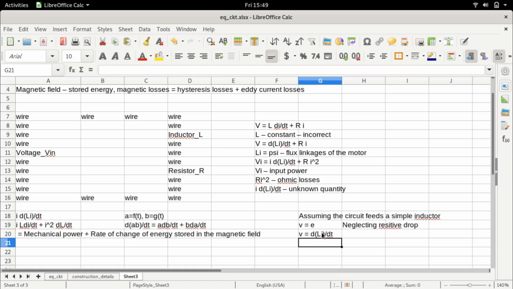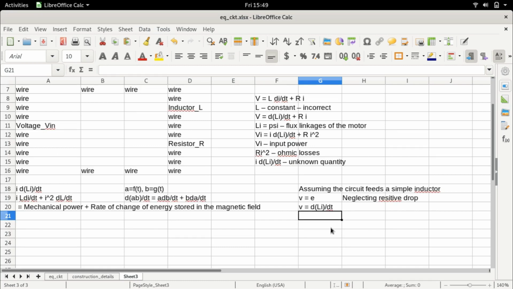Now, if we take this, we see that this voltage is equal to the differential with respect to time of the product of the inductance and the current. Now, where am I going with this? Supposing I multiply V into I, then VI is I times d of the product of L and I, divided by dt.